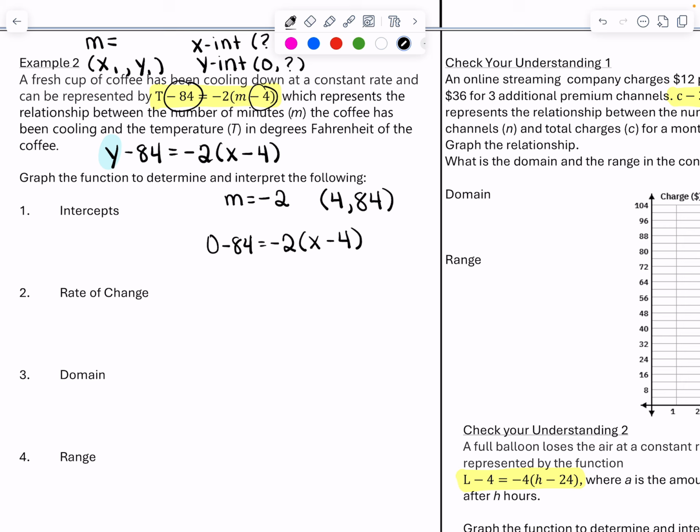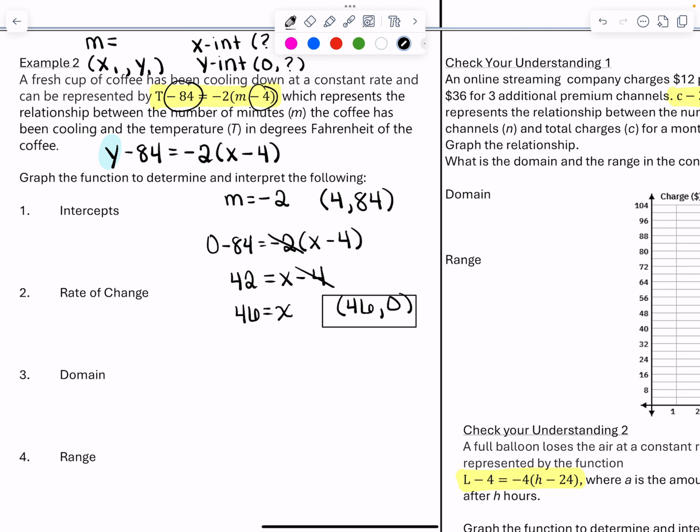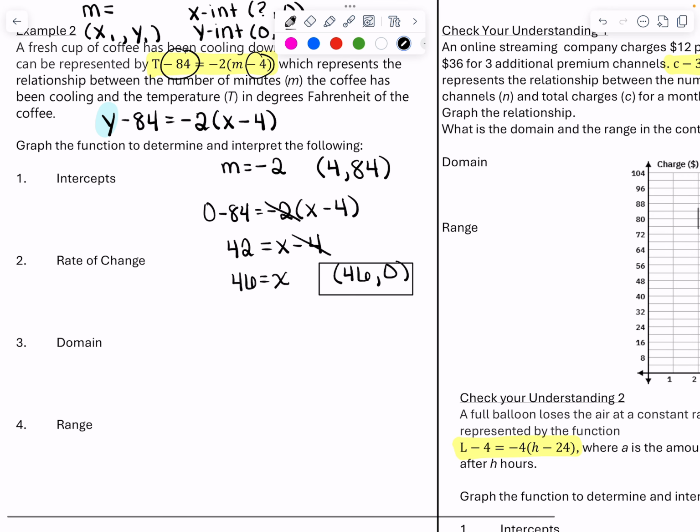Now I'm going to take this -2 times the group and I'm going to divide by that instead. So -84 divided by -2 gives me +42. Now I'm going to take this -4, move it to the other side, so that becomes +4, which gives us +46. So we have 46 for X because we plugged in 0 for Y. That is our X-intercept. Now let's find the Y-intercept.